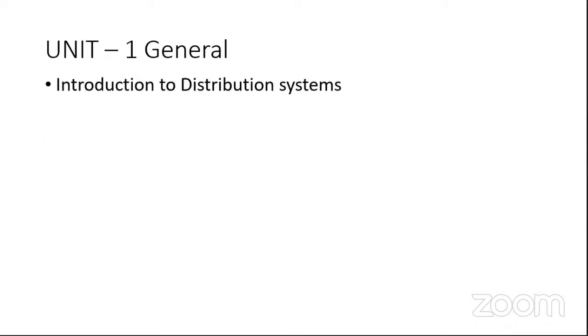Then let us consider the first unit. First unit is mostly a general idea of distribution systems. Introduction to distribution system. What is distribution? What are different types of distributors? What is radial distributor? What is ring distributor? All these aspects will be discussed in the introduction part.